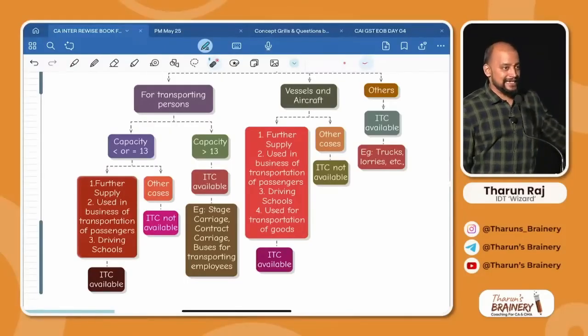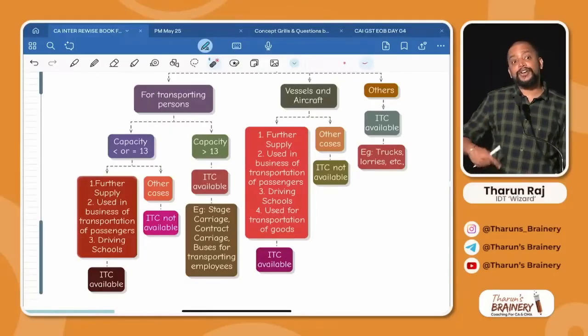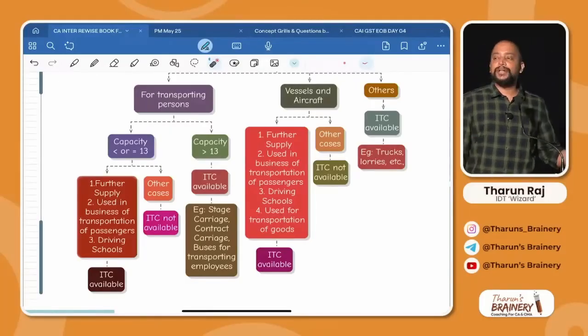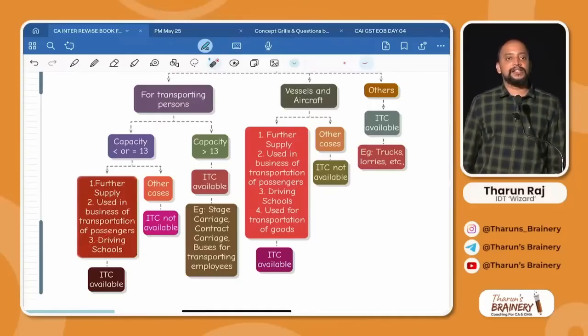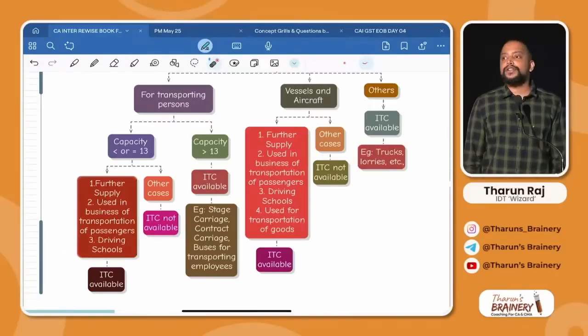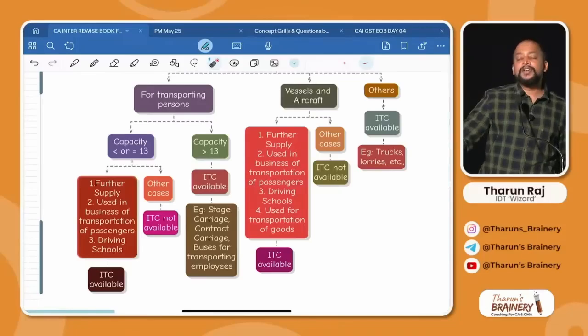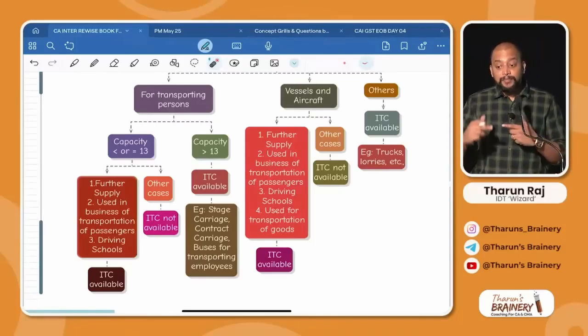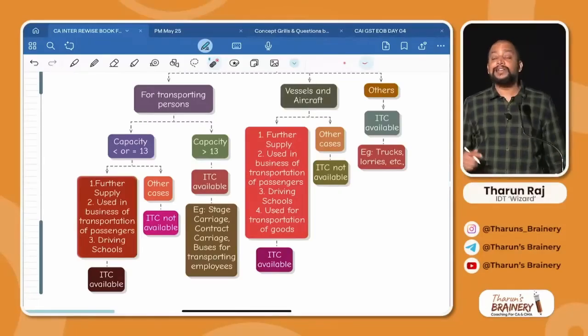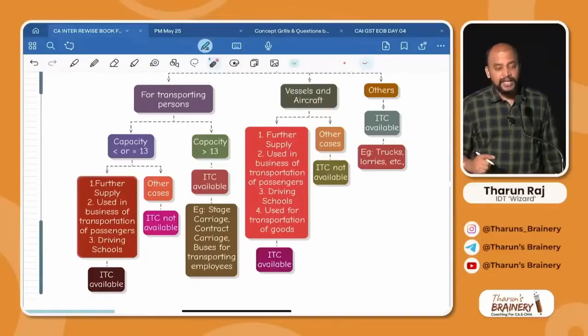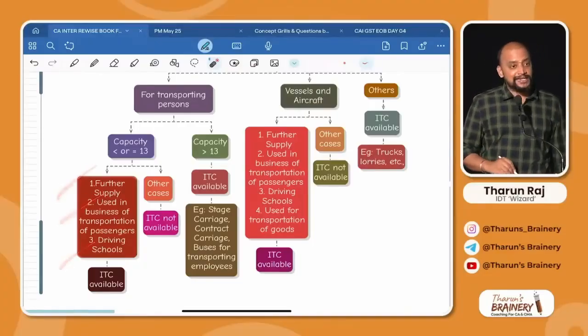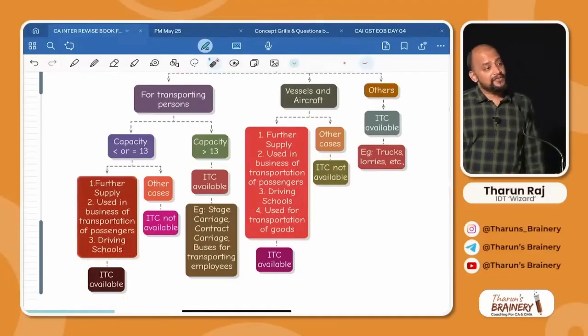They can take ITC used in the business of transportation of passengers. Number 3, imparting driving skill, that is driving schools. Driving schools also can definitely take ITC. Again I am repeating, a motor vehicle for transportation of persons with capacity not exceeding 13 is a blocked credit. However, if it is covered under these 3 cases, ITC is available.